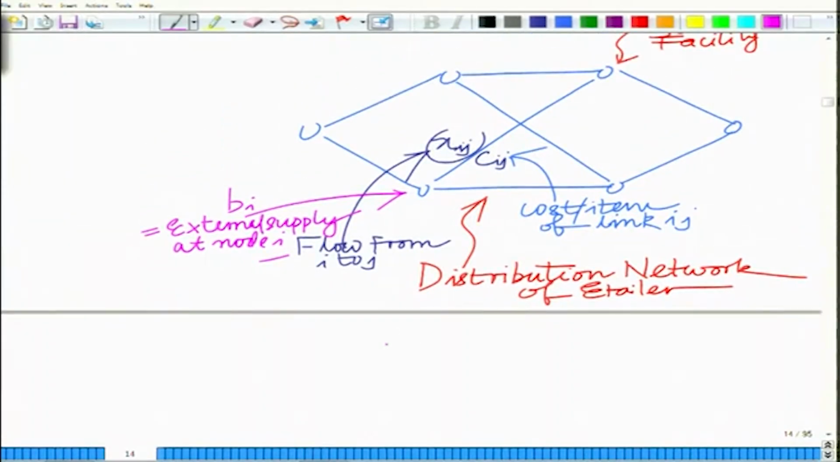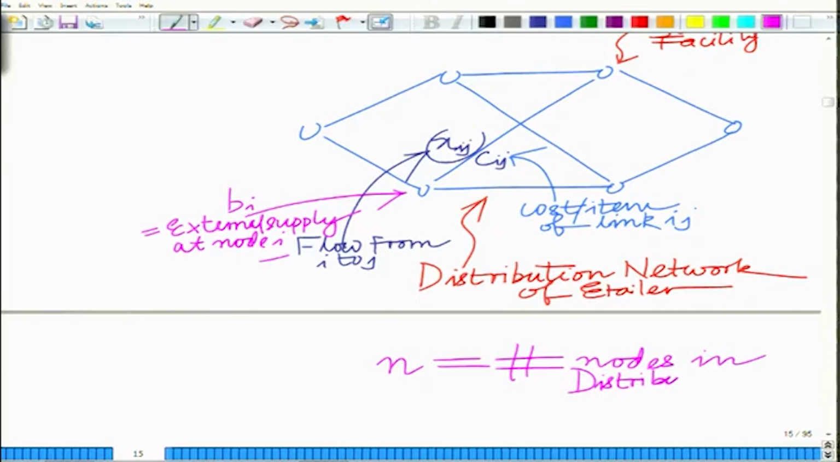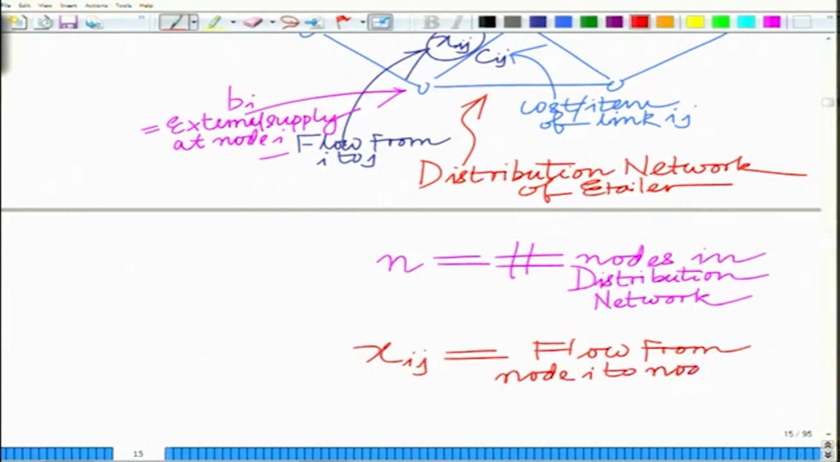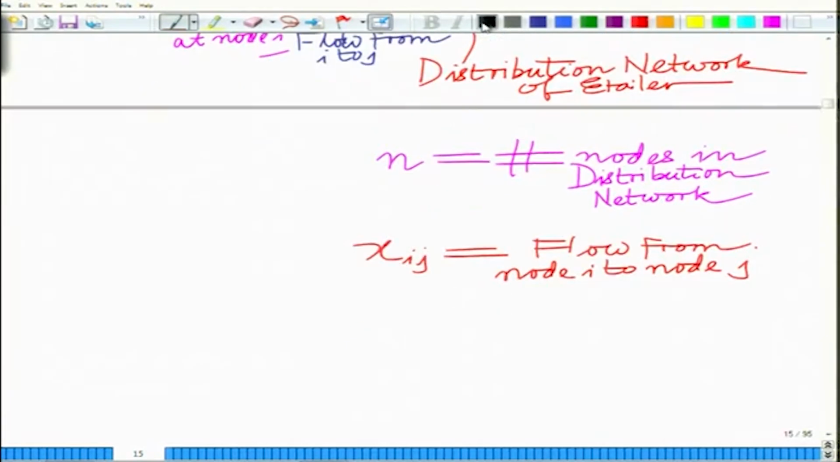So, let us say n equals the number of nodes in the distribution network. It is a very elegant problem. We have already seen Xij, which is the flow from node i to node j. Let me just define that again, because that is an important quantity: the flow from node i to node j. We have already seen Cij, the cost per item from node i to node j.